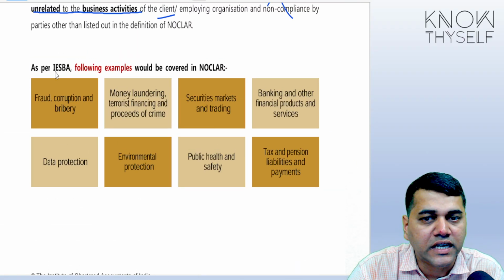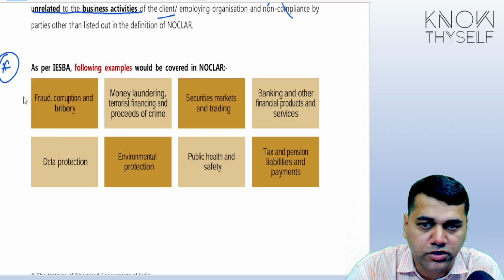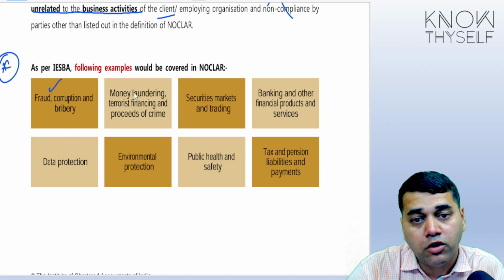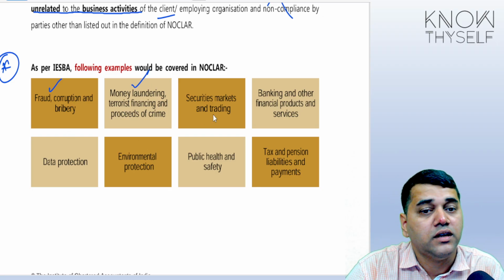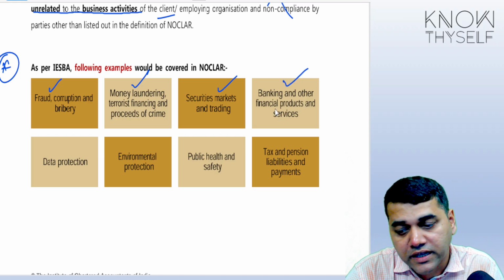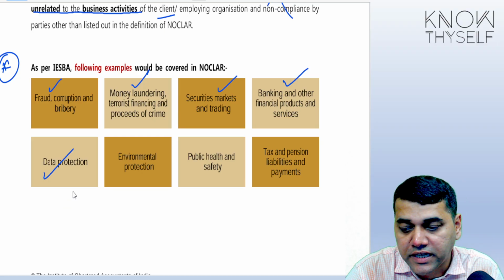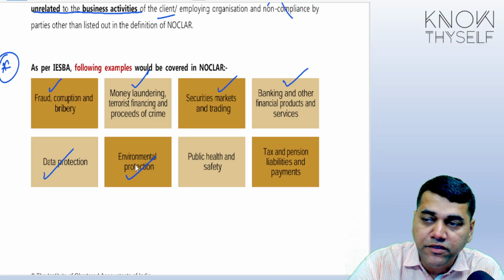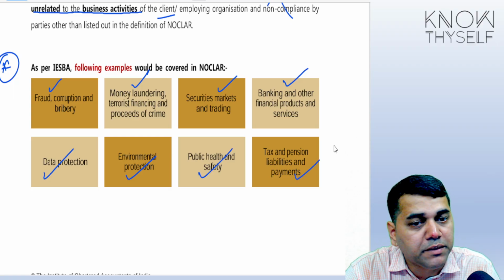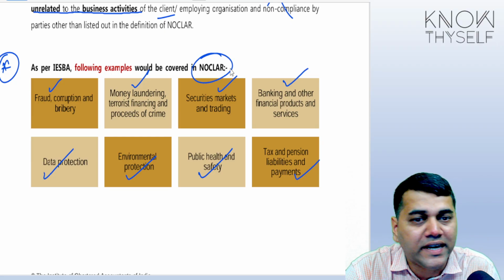As per the International Ethics Standards Board, the following are examples of NOCLAR. They can ask you a question on this: fraud, corruption, bribery, where you know your management is giving a bribe to someone; money laundering, terrorist financing, securities markets, insider trading, banking and other financial products, where they are creating fake bank guarantees or giving LCs; data protection, where data privacy is violated; environmental protection, where they are leaving toxic water to the nearby sea; public health and safety; and tax and pension liability payments, which they are avoiding. So these are all examples of NOCLAR. They are all non-compliance with laws and regulations.